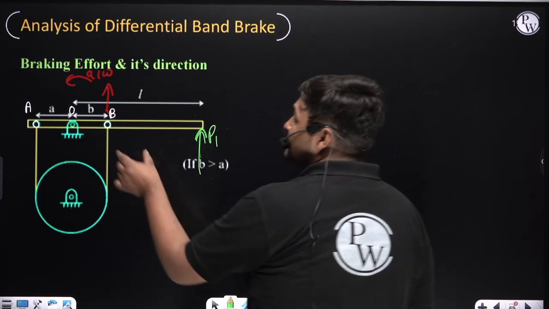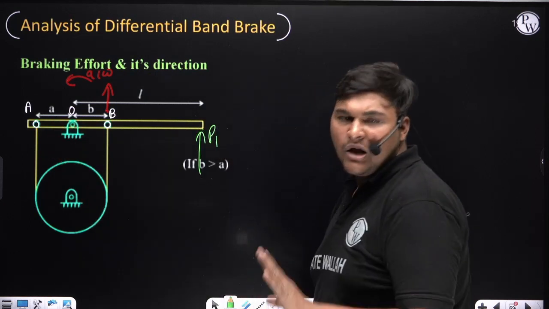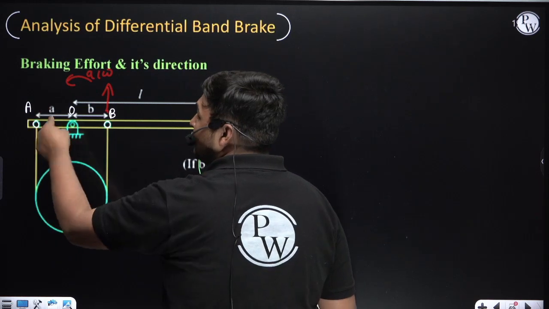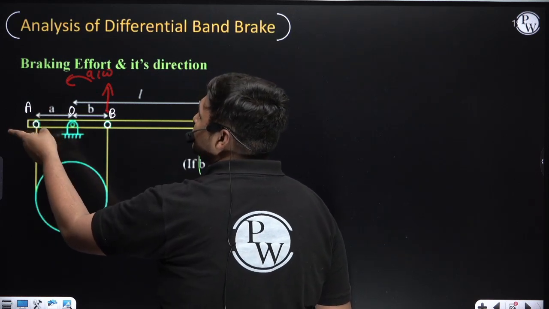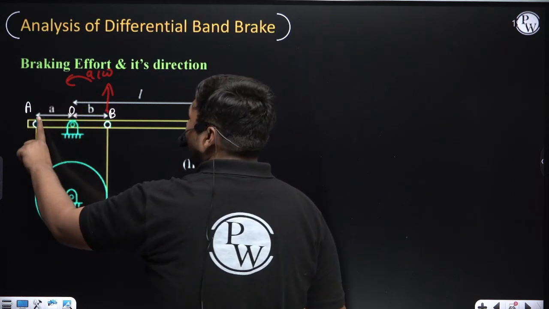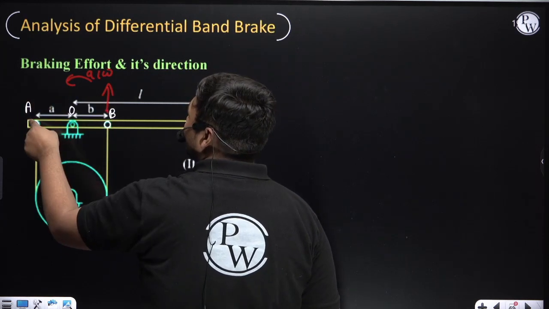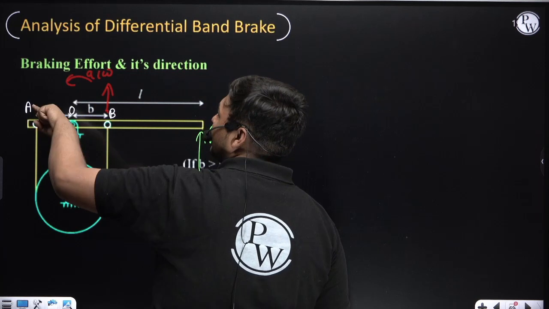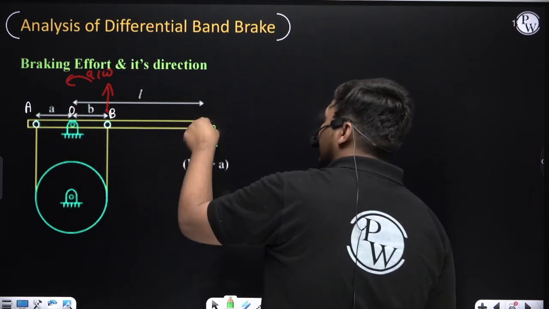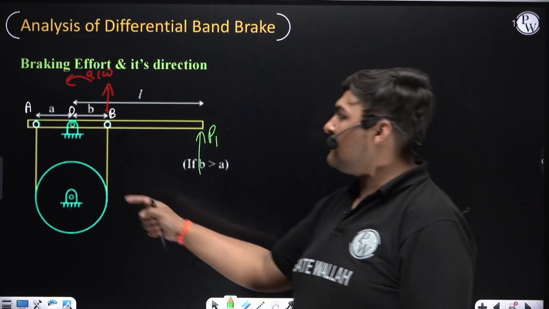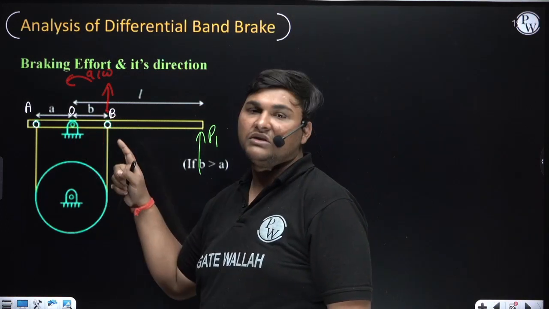Suppose in this same question, right now B is more, but if A is more, you will focus on this point, and its motion should be such that it tries to elongate the band. For that, point A should go upward. To move point A upward, we need to rotate the lever about O in clockwise direction, so we apply braking effort in this direction. So the direction of braking effort will depend on whether this distance is more or this distance is more.